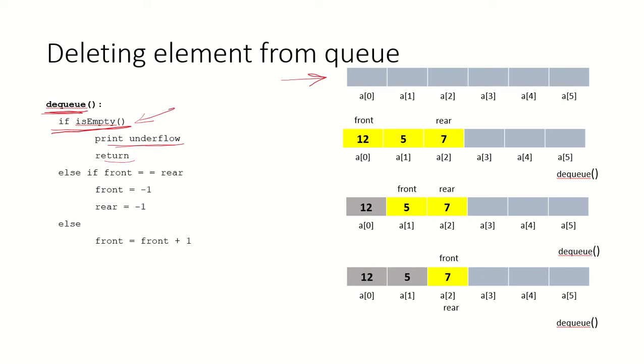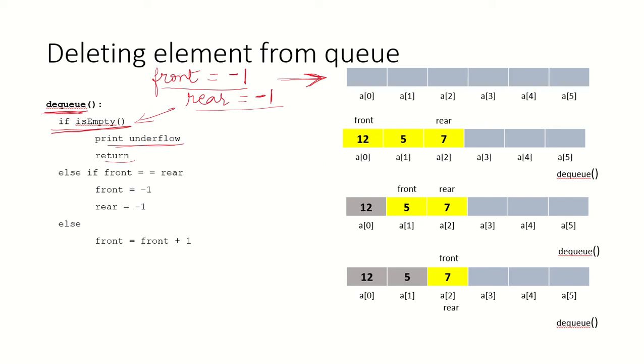And how can we check whether this queue is empty or not? If the queue is empty, the front pointer would have the value of -1 and the rear variable would also have a value of -1. So if both front and rear have a value of -1, that means the queue is empty.